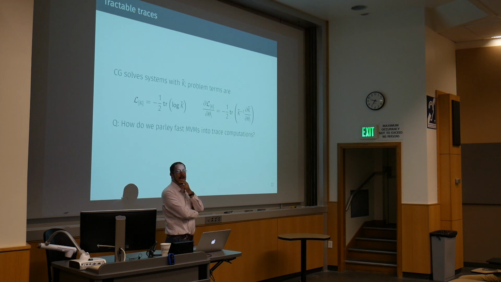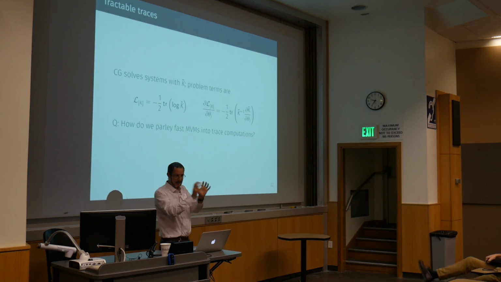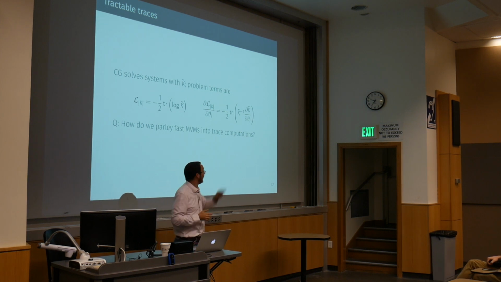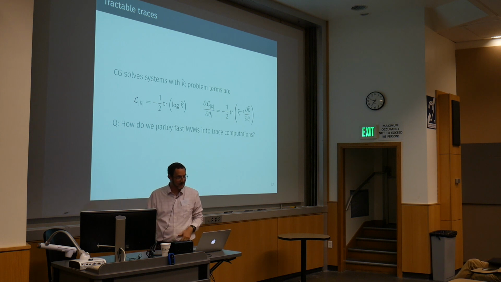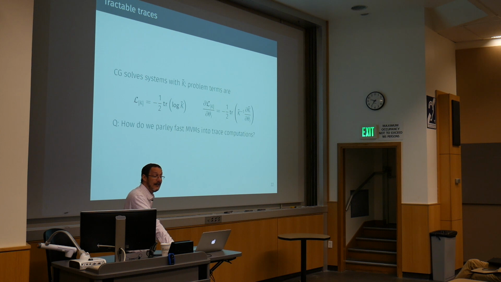Okay, so I claim that I've now told you how to deal with the stuff inside the trace. So you've got a log of K. I know how to do log of a matrix times a vector using Lanczos. You've got K inverse. I know how to apply that to a vector using Lanczos, using the same Lanczos decomposition, actually. So I can reuse some work here. Now the question is, how do I deal with the trace part?